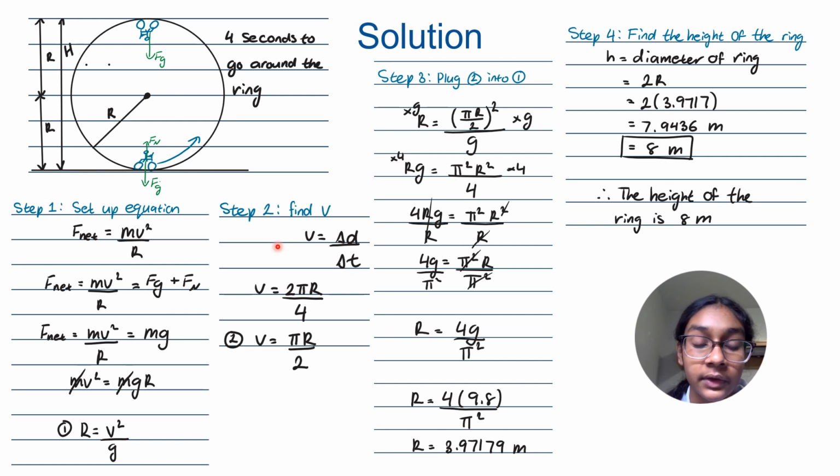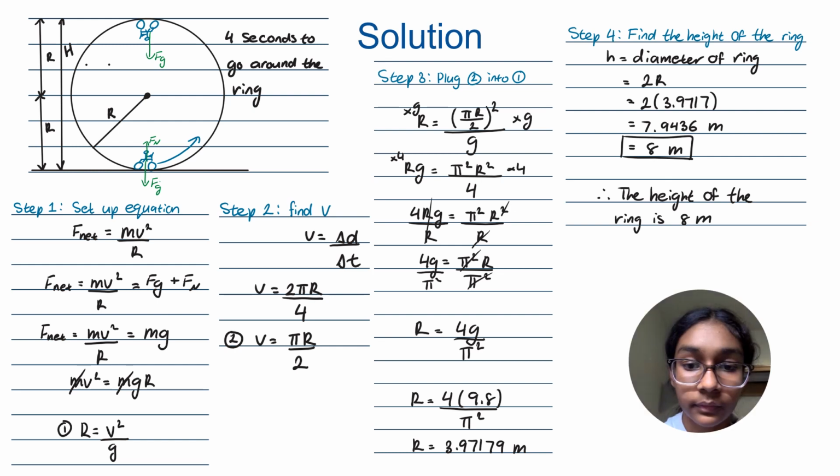The formula for velocity is displacement over time. The displacement will equal the circumference of the ring, and the time is given in the question. When we simplify this equation, we get v is equal to pi r over 2, and we will name this equation 2. What we do now is we plug equation 2 into equation 1, and we get radius is equal to (pi r over 2) squared over g.